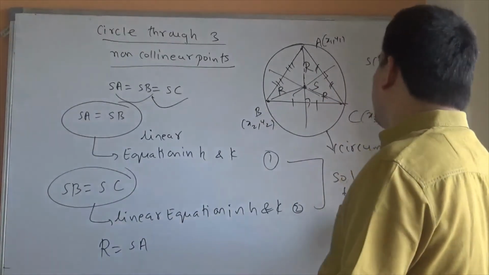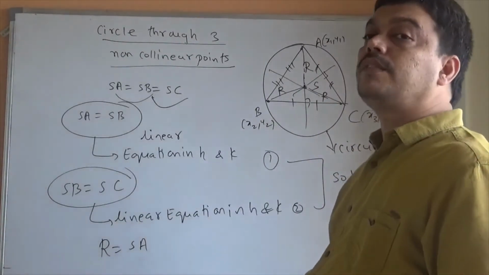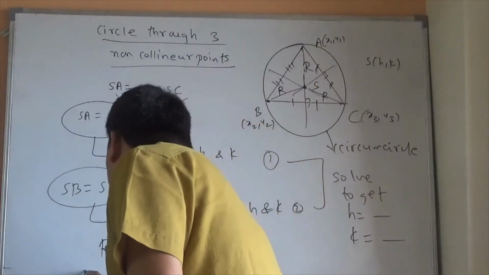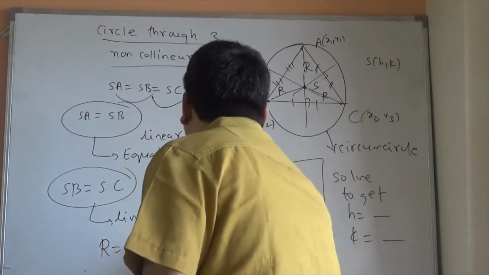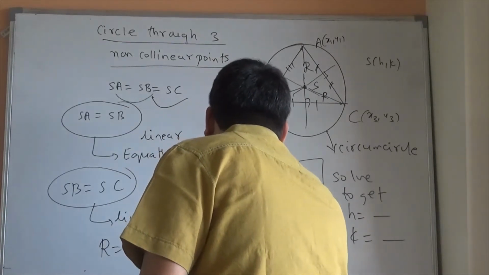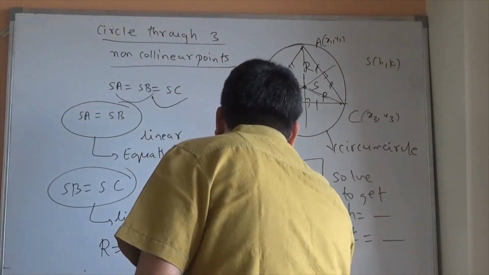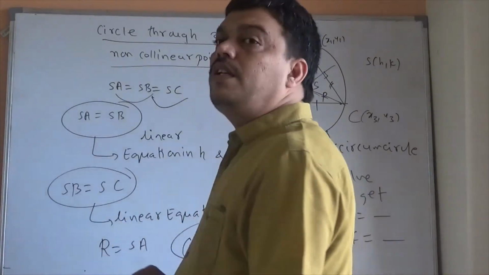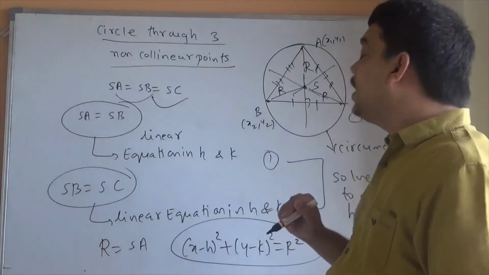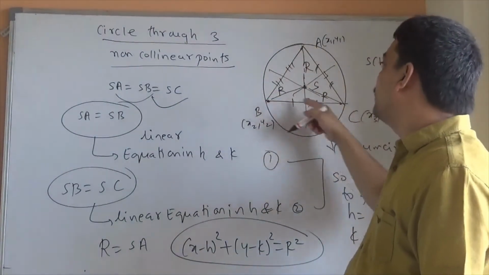Once you know the center and radius, using the equation of a circle in standard form, we can write down the circle equation. The equation of the required circle is (x minus h) whole square plus (y minus k) whole square equal to r square. So this will give you the equation of the required circle. This is the first method in finding the equation of a circle when three non-collinear points are given.